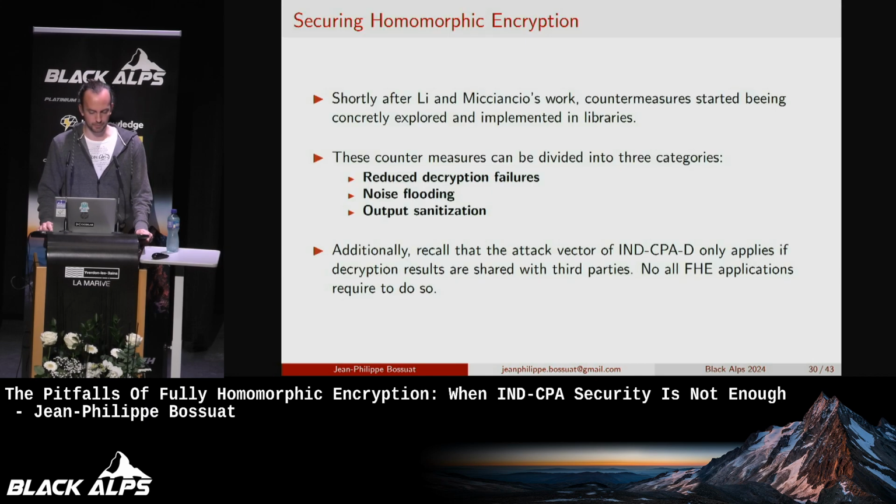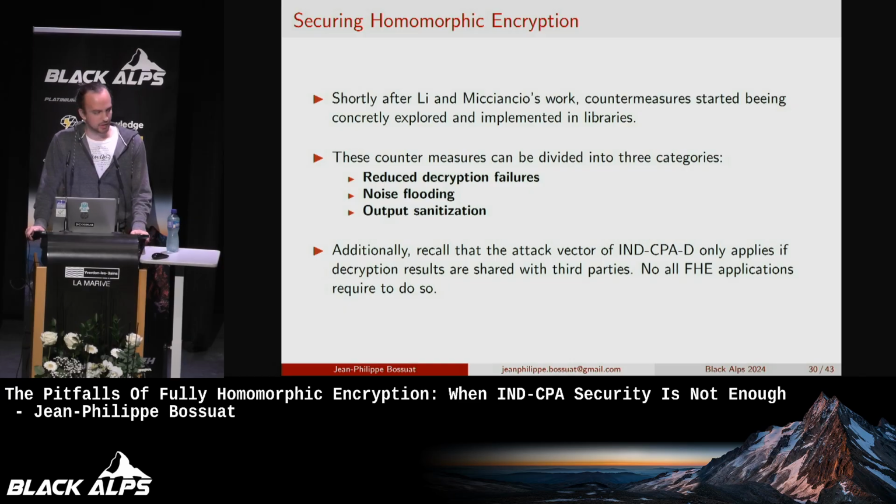So how can you prevent these kinds of attacks? Shortly after this work, countermeasures started to be theorized and implemented, and they can be divided into 3 categories. The first one is to simply reduce the probability of decryption failure. The second one is to add more noise. And the third one is to sanitize the output.